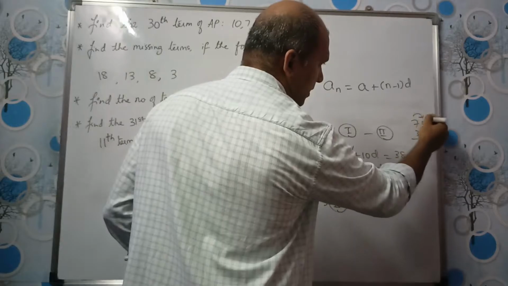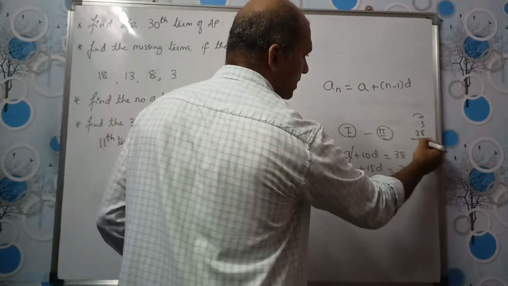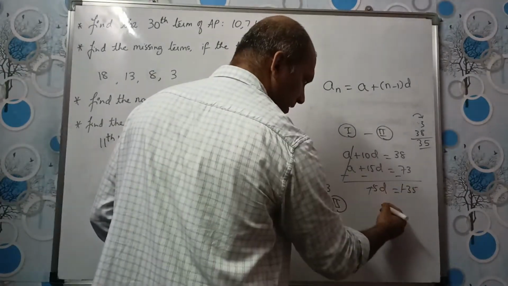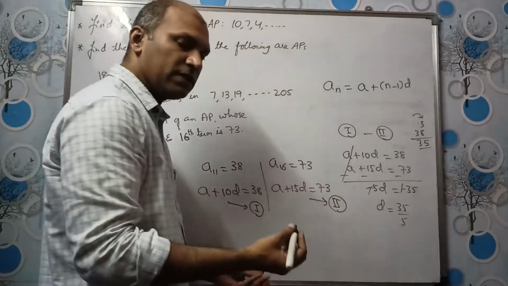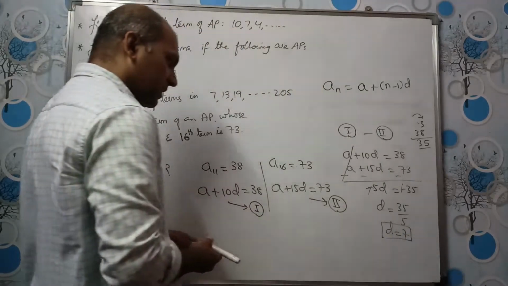So this is 13 minus 8, 5. And here we'll have 6 minus 35, so this is minus 35. Minus minus will get cancelled. D will be equal to 35 divided by 5. This 5 comes on the other side, it will divide. So what is the value of D now? It is equal to 7.